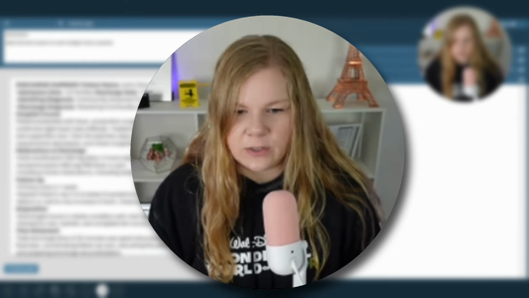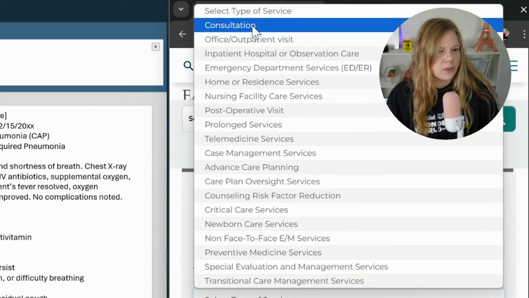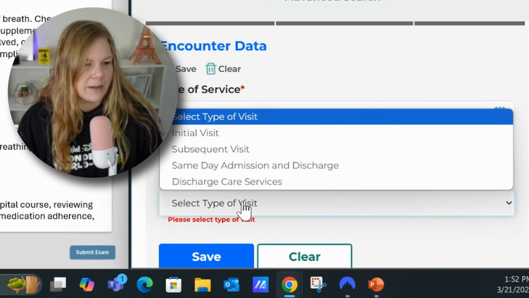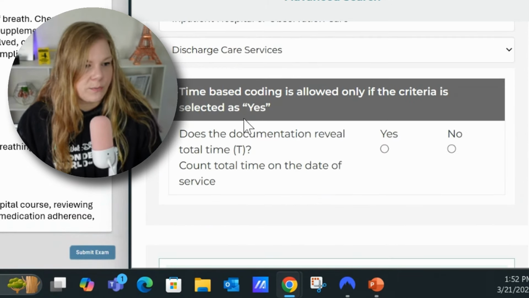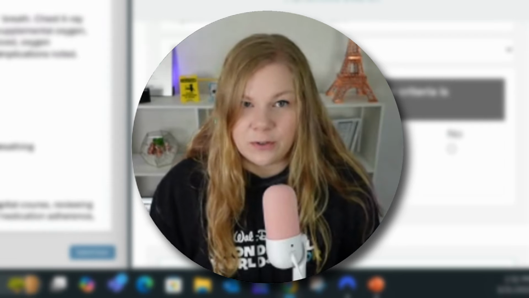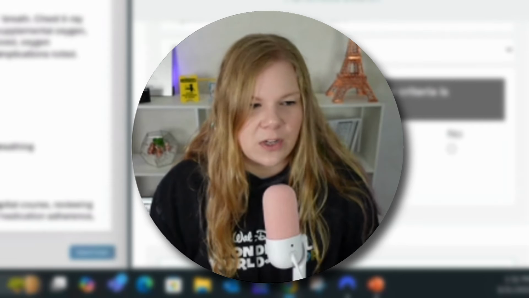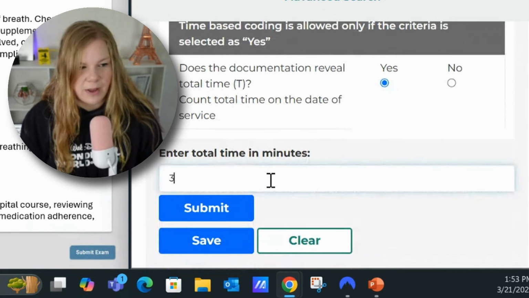So let's go back into our calculator and we're going to look for a discharge or inpatient hospital, and then discharge care. And then we're going to go into our next prompt. And you can see that this prompt has changed based off of our prior selections. Now it's saying, oh, discharge care services are just time-based. So now it's going to ask us the appropriate prompts for this. So does the documentation reveal the total time? Yes. Enter the total time in minutes, 35 of them.